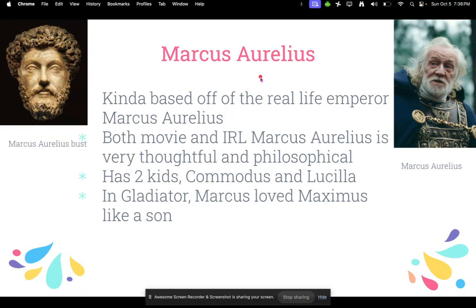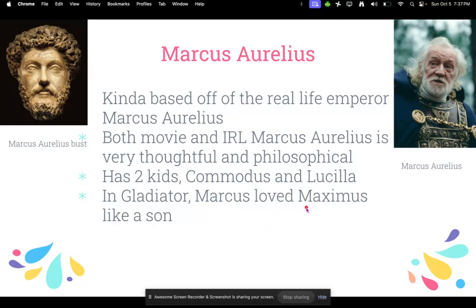Then we have Marcus Aurelius, who is this dude right here. So he's kind of based on the real life Emperor Marcus Aurelius. So in both the movie and in real life, Marcus Aurelius is very thoughtful and very philosophical. Oh, that's a hard word to say. He did have 2 kids in real life, again, Commodus and Lucia. In Gladiator, Marcus loves Maximus like a son, which of course is fictionalized because Maximus isn't a real character in history.